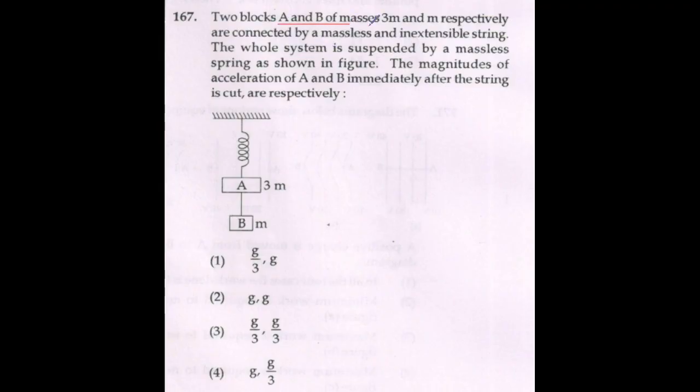Two blocks A and B of masses 3m and m are respectively connected by a massless, inextensible string. The whole system is suspended by a massless spring as shown in the figure. Magnitudes of acceleration of A and B immediately after the string is cut are respectively. One thing you can obviously guess here: when this string is cut, B will fall without any force applying on it except gravity. So we can guess that B will have the acceleration g.